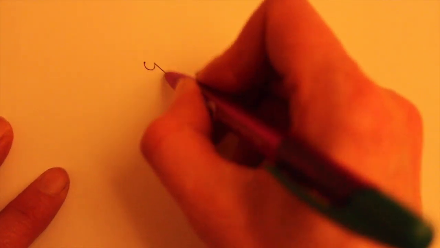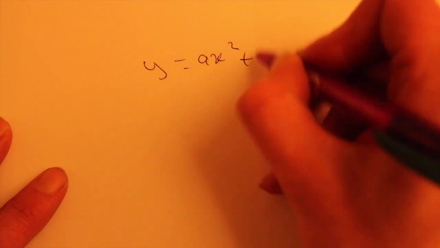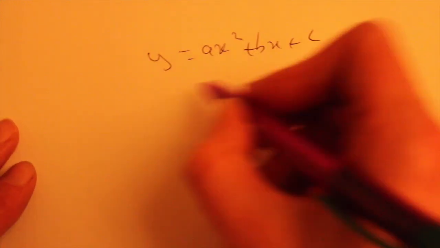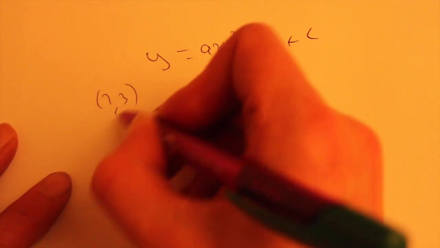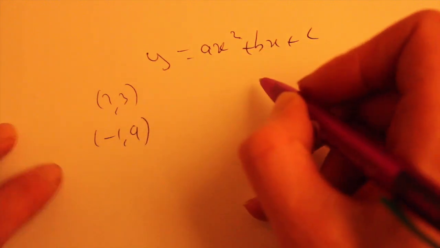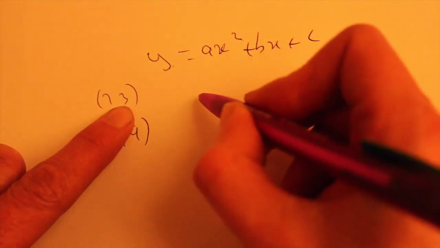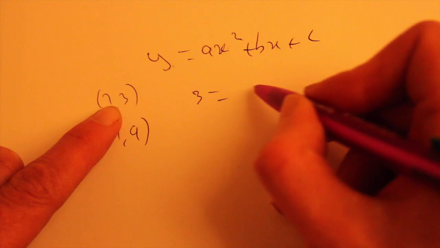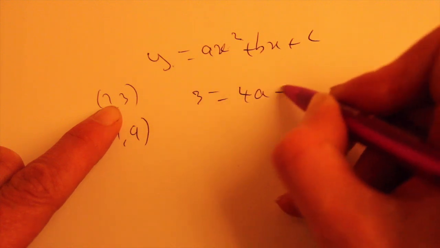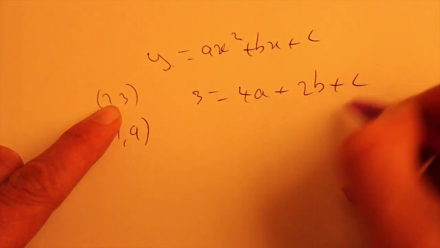Another simultaneous equation one. And this one I've chosen is from January 12 and it's question 7. And it says a curve has this equation. It goes through the points (2, 3) and (minus 1, 9). I can substitute those in. So y is 3, x is 2, so 2 squared is 4. That's 2b plus c.